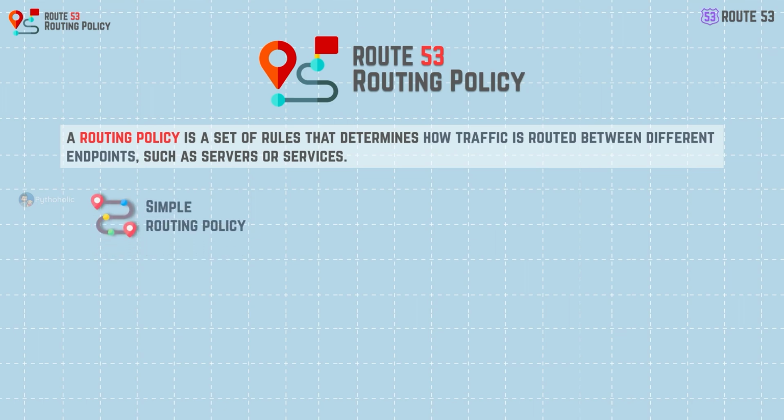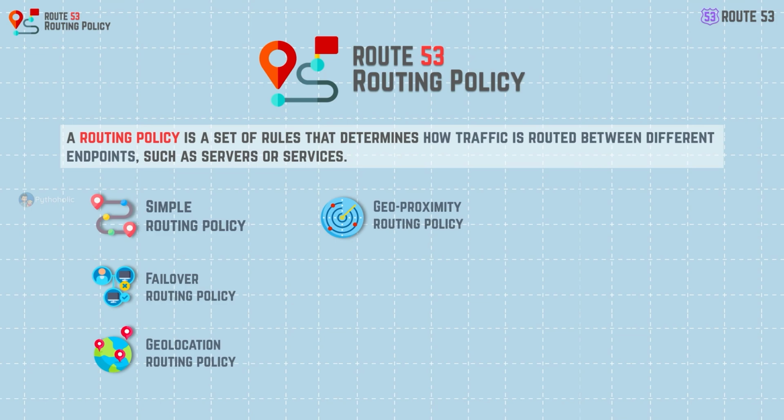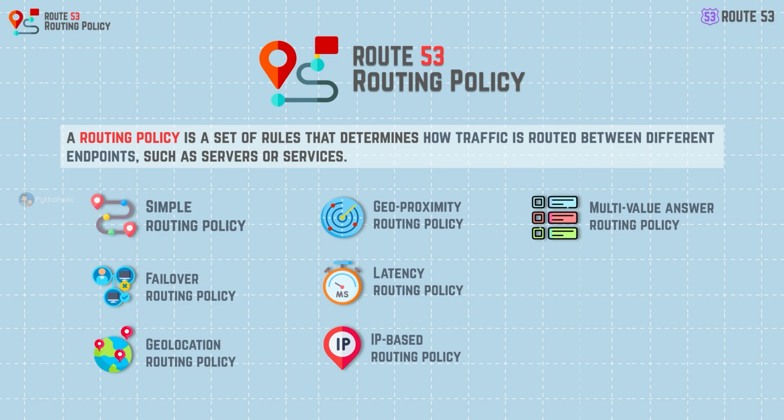First off, we have the simple routing policy. Second, we have the failover routing policy. Third, geolocation routing policy. And another one that you guys have already asked me a lot of times, that I had missed out on in the previous video, is where is the geoproximity routing policy. We have the geolocation, but we don't have the geoproximity. So here it is. The next one is latency routing policy. We have the IP-based routing policy as well. Next is also very interesting, the multi-value answer routing policy. And the last one is weighted routing policy. And don't worry, I'm not going to skip any of these. I'll be discussing all of them.